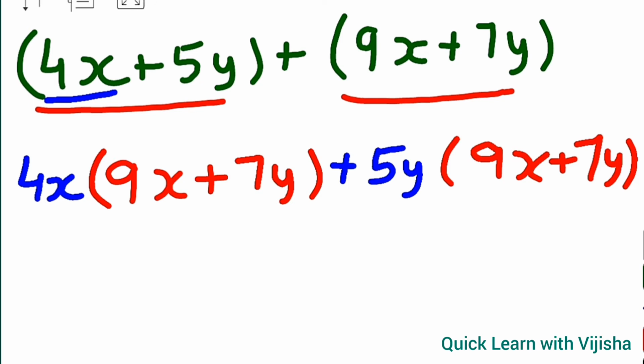We have to do multiplication. Bracket means multiplication, we have already learned. 4 9s will give you the answer as 36. x and x, how many x are there? 2. So it will become x square.